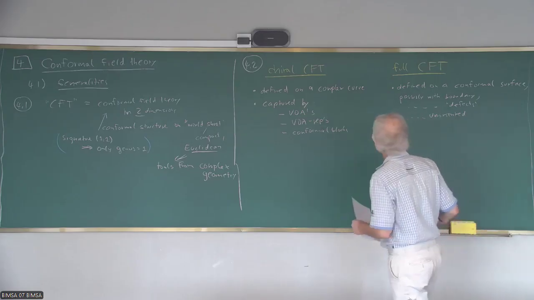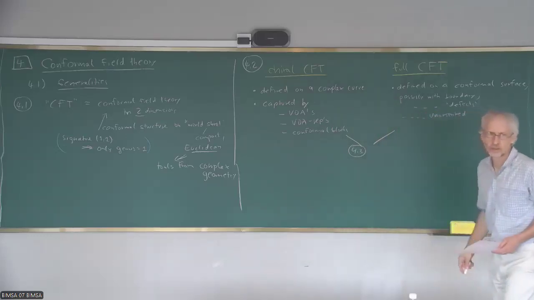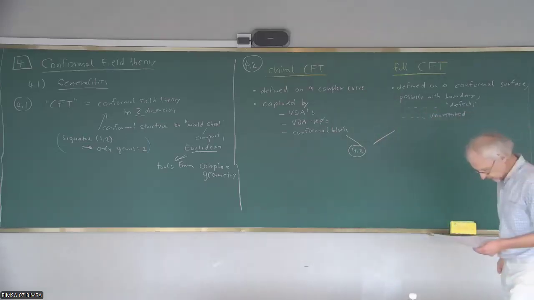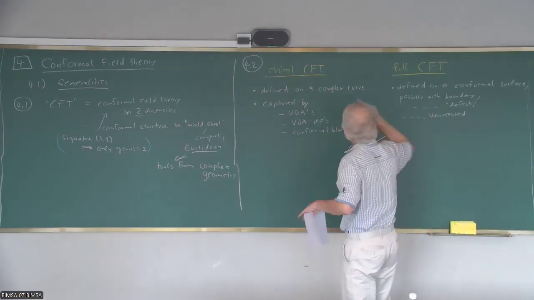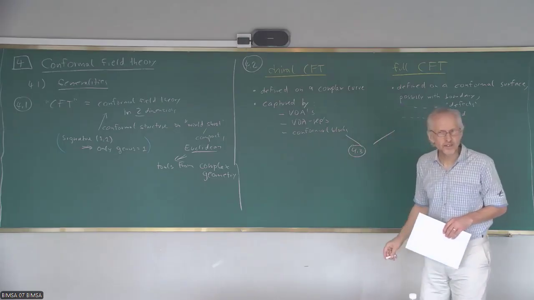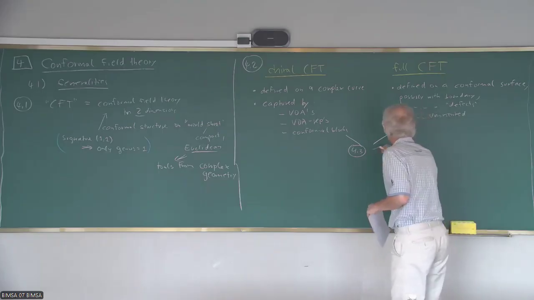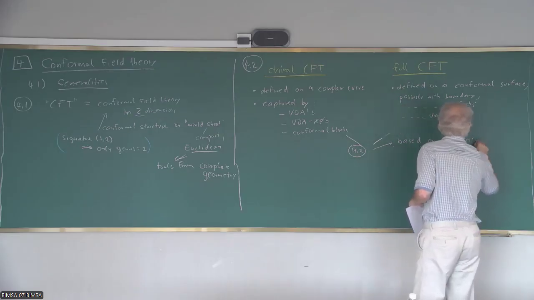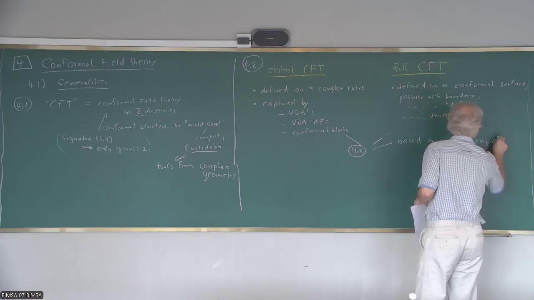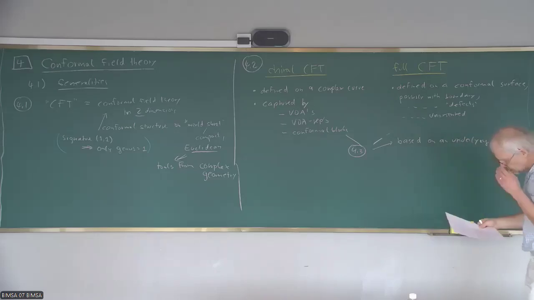Now, course 3 is about the connection between these two variants, and this is that for those full conformal field theories one understands, there is a corresponding chiral conformal field theory. So we continue here based on an underlying chiral CFT.